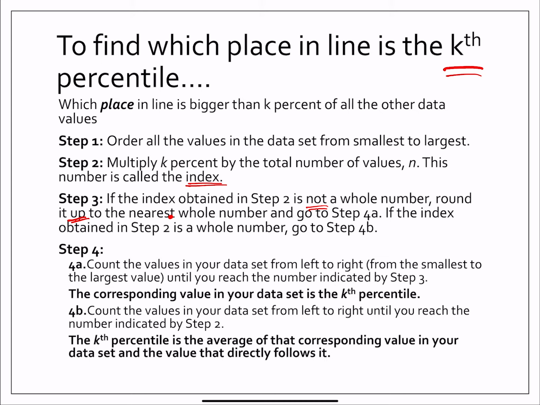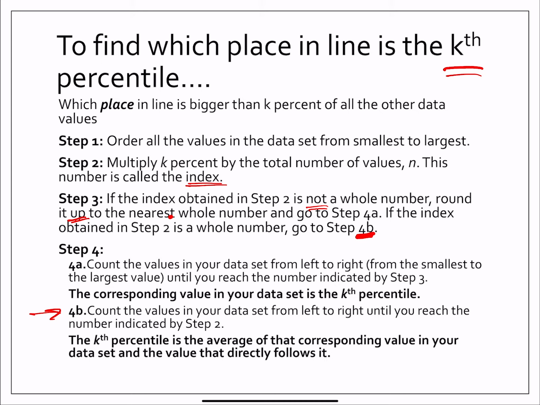And when we get to step 3, if the index is not a whole number... well, this is a whole number, so we need to go to the other part. If the index is a whole number, go to step 4B. So it was a whole number, so we need to go to 4B. 4B says count the values in your data set from left to right until you reach the number indicated by step 2, right? Until you reach the index, pretty much.